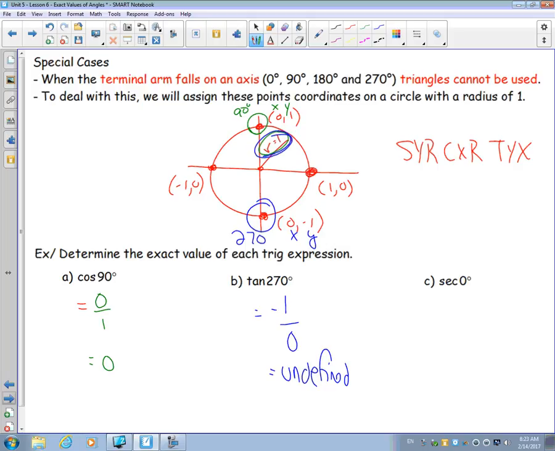And then the last one, secant of 0. Here's 0. Here's x and y. Secant is the opposite of cos. So instead of x over r, we want r over x, and we're done. Okay, so we like the special ones actually. They're probably faster than doing special triangles. Just think of a circle and assign coordinates and a radius of 1.